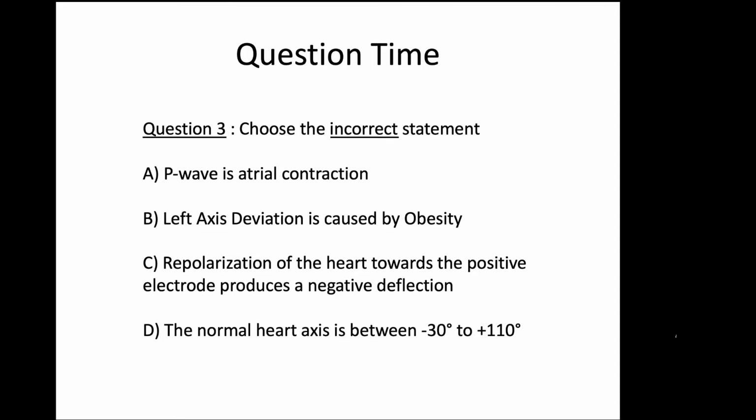All right, so question time again. Question three, choose the incorrect statement. A, P wave is atrial contraction. B, left axis deviation is caused by obesity. C, repolarization of the heart towards the positive electrode produces a negative deflection. Or D, the normal heart axis is between minus 30 degrees to plus 110 degrees.